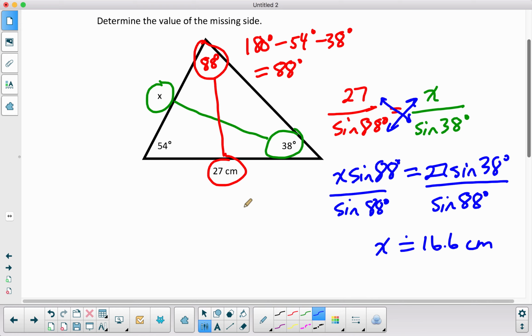All right, that's it for now. Sine law is pretty simple to use with a little bit of practice. You just set up your calculations the same way every time and then cross multiply to solve.